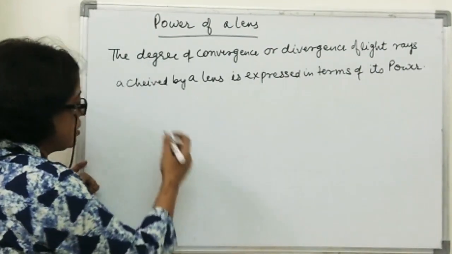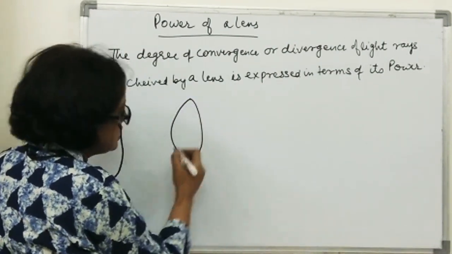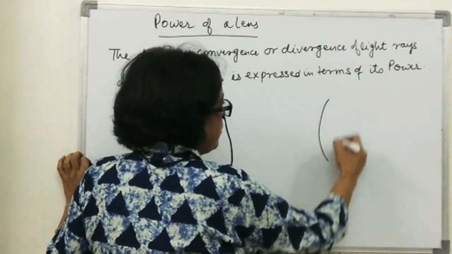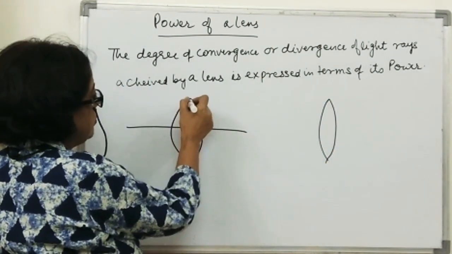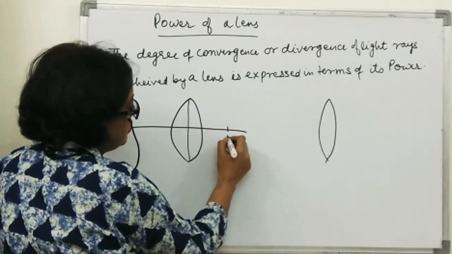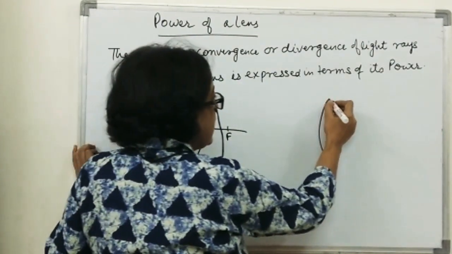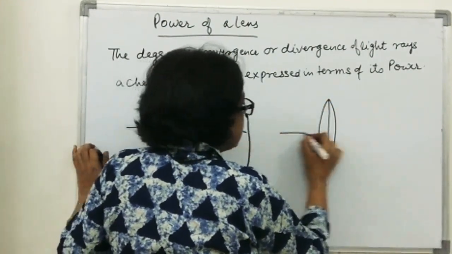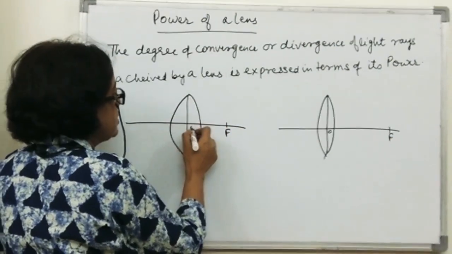Now let us consider two lenses. I am taking two lenses. Let's say this is a thick lens as compared to the second one, which is a thin lens. Now a thick lens will have a smaller focal length, so focus will be closer. A thick lens, focus is closer, focal length is less, whereas for a thin lens, focal length is bigger, that means focus is far off from the lens, right?